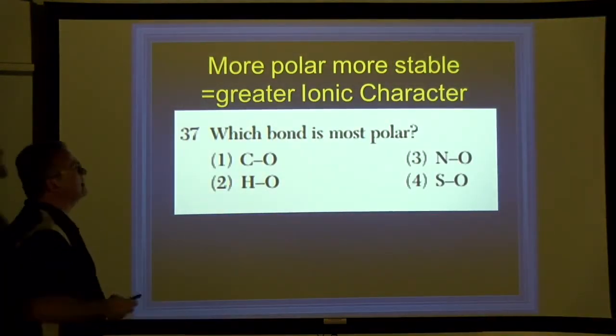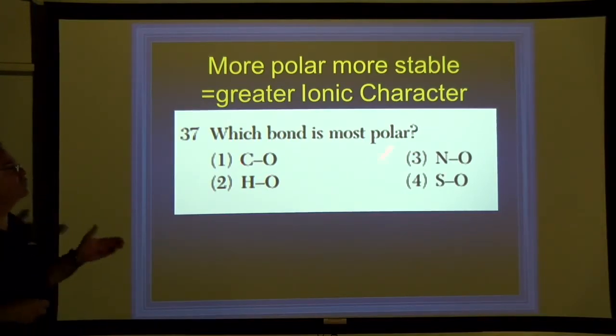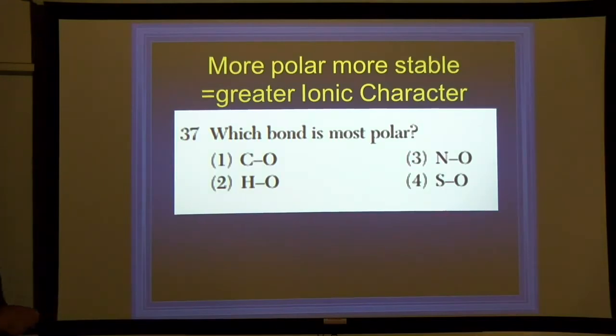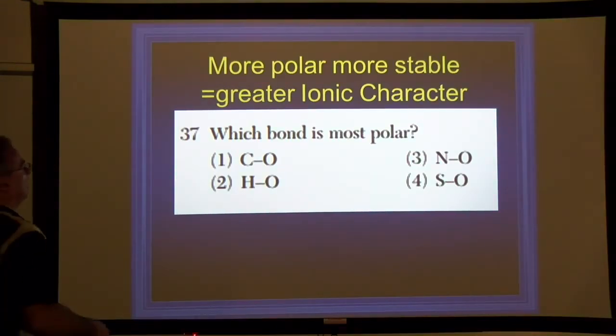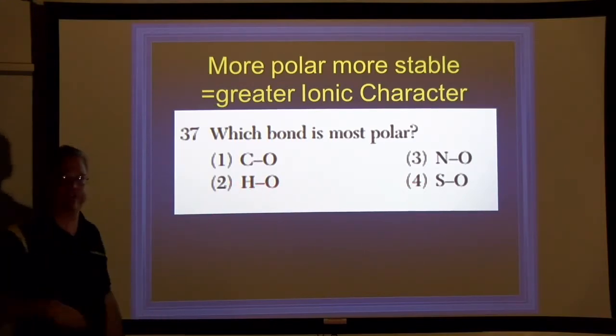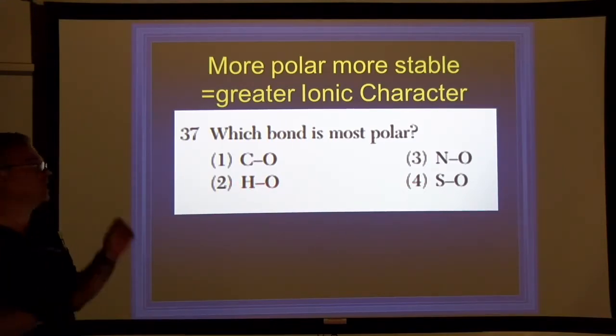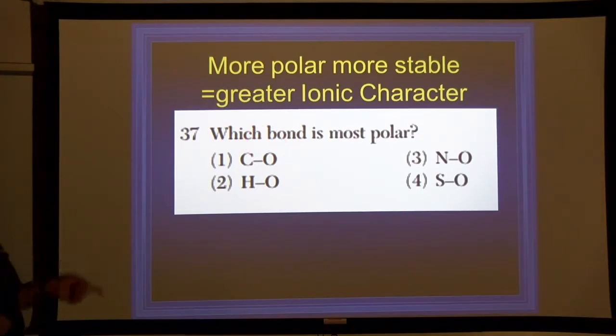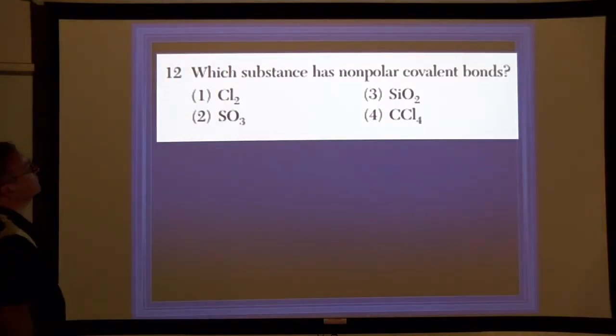So you're going to get questions like this. Which bond is most polar? And you would look up the electronegativities. We don't have that. But based on what I told you already, this has got a big difference in electronegativity right here. So you would actually look up the electronegativity of the atoms involved, and the ones with the greatest difference between the two would be the more polar covalent.